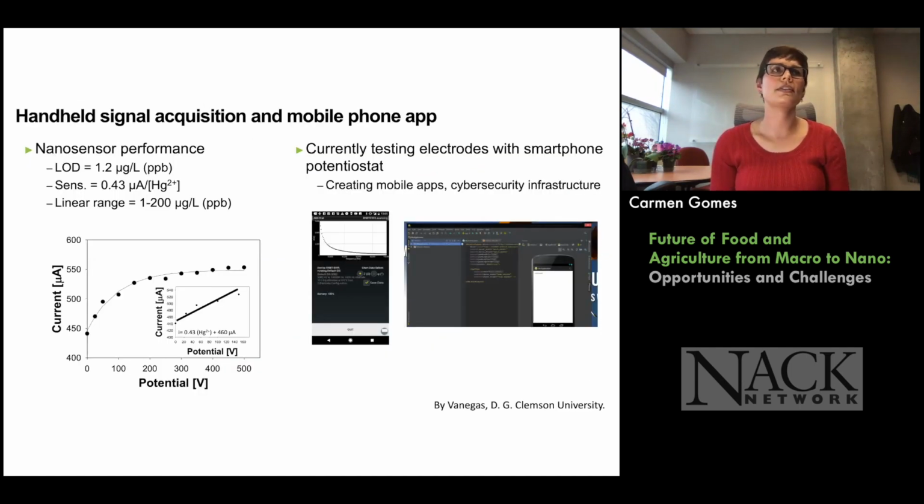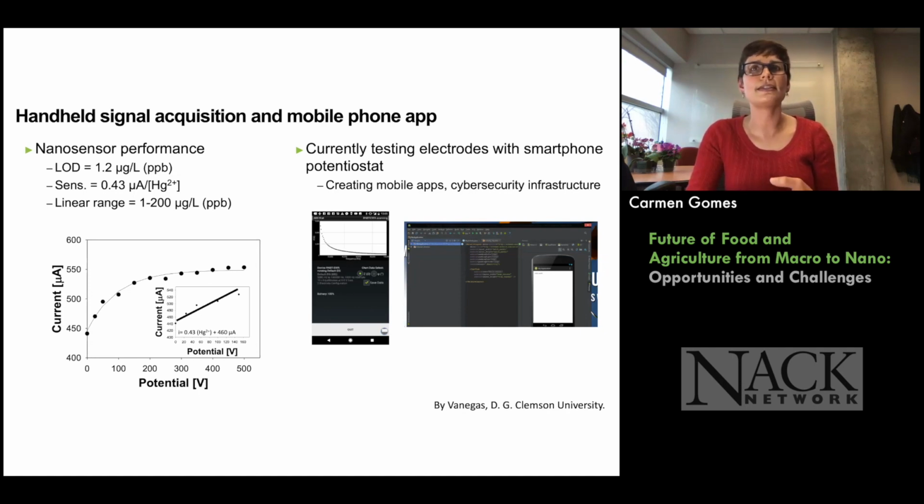And he's just showing some of the performance for the mercury biosensor. So he was able to measure very low concentrations of mercury in water, and it has a very broad range of concentrations. And here is just demonstrating the electrodes that is connected to a potentiostat that is portable and very affordable. It's a one-time purchase. It's about $500, but once you buy it, you can use it for different modalities of sensing. And the app allows you for interpreting the data, but also offers cybersecurity, so the data is protected.